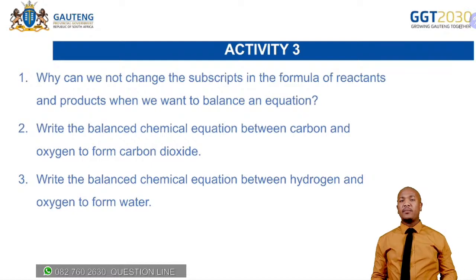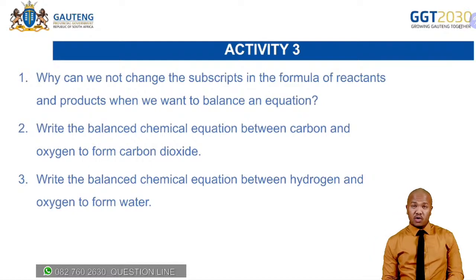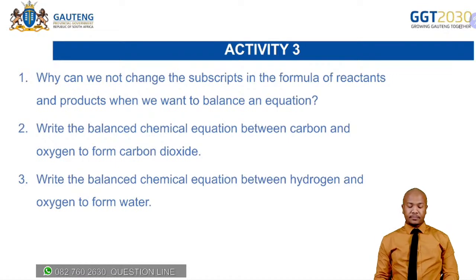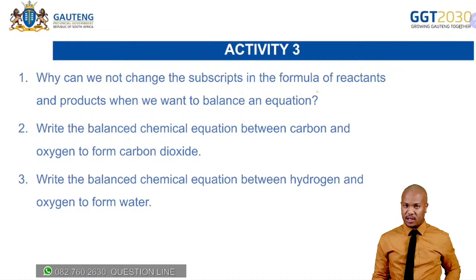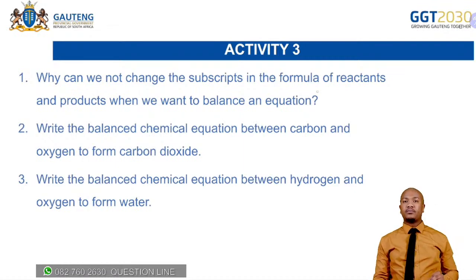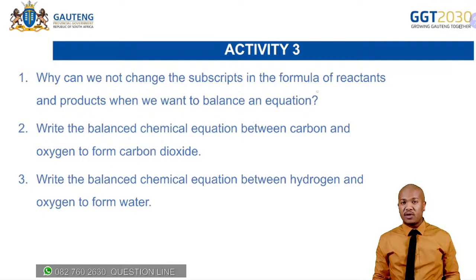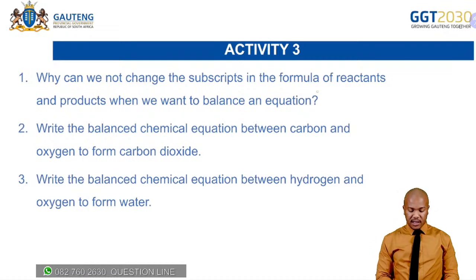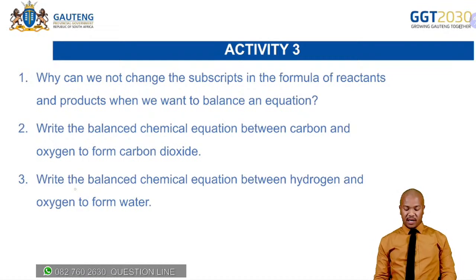Activity 3, 1 minute again. So now let's go to the questions. Number 1, why can we not change the subscripts in the formula of reactants and products when we balance an equation? Number 2, write the balanced chemical equation between carbon and oxygen to form carbon dioxide. Lastly, write the balanced chemical equation between hydrogen and oxygen to form water. For a minute, let's meet again.